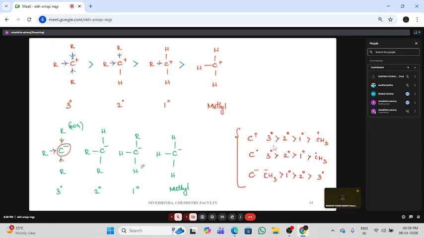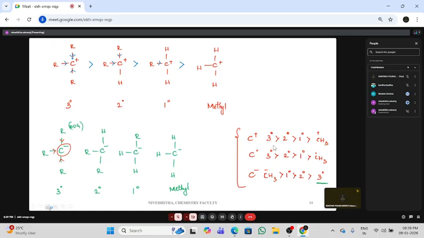Carbanion itself is electron rich. They don't want any electron. But all these 3 R groups will push the electron towards the carbanion. Now tell me, will this carbanion be happy? Already it has so much electron. That is why it is unhappy. Now these 3 R groups are pushing the electrons towards the carbanion, which makes it even more unhappy. You're getting my point? That is why it is highly unstable.